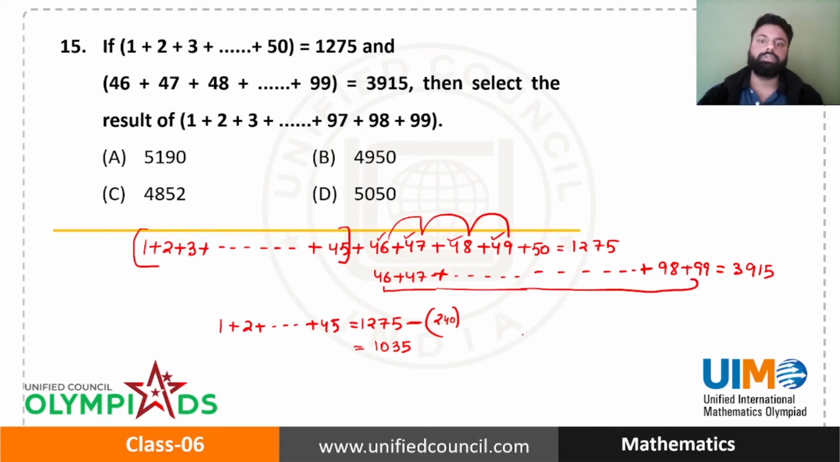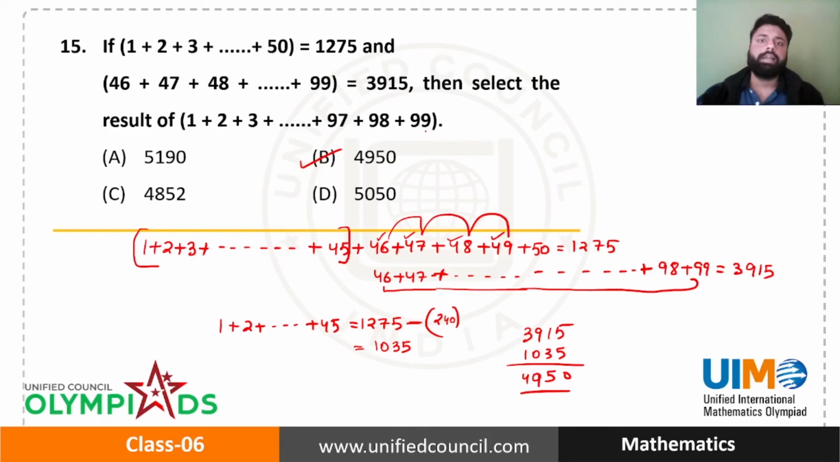The sum is given, so the actual sum is going to be 3915 plus 1035. So this is 4950. This is one of the ways.